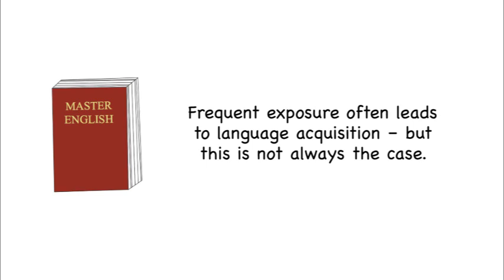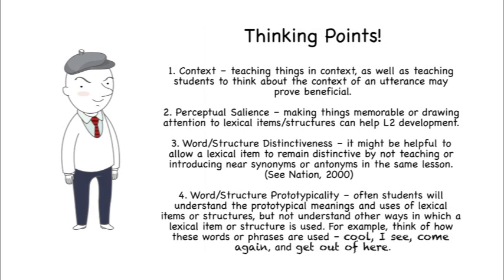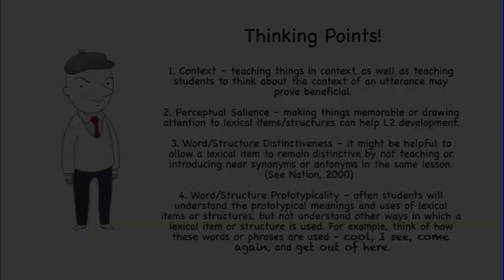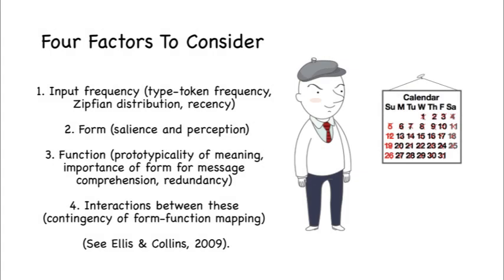Well, it has been argued that students often find some structures or items difficult to learn because even though their form is simple, as is the case with articles or prepositions, their function is complicated and, phonologically speaking, they are generally of low salience. And this is where the teacher comes in. As teachers, we need to understand that although frequency of input and output is really, really important to language development, so is context, perceptual salience, word distinctiveness, and word prototypicality.